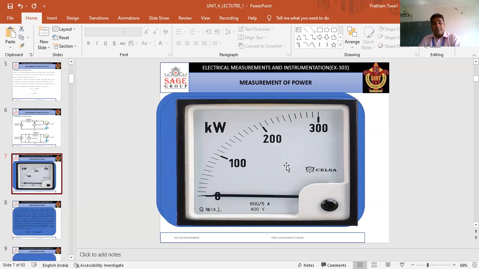Power measurement by wattmeter is shown in this figure. This is the kilowatt scale. This is the deflection, which shows the power consumption per second, per minute, or in kilowatt.